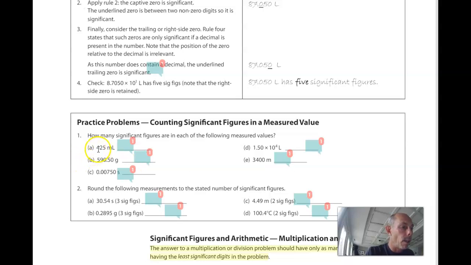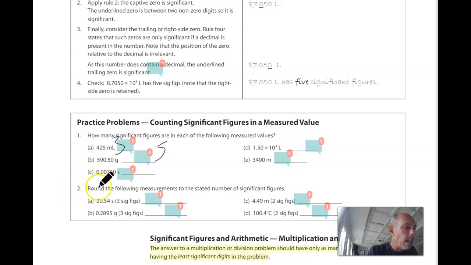All right, in 1A, we notice that all 3 digits are non-zero. Non-zero digits are always significant, so this has 3 significant figures. In 1B, that's non-zero, that's significant. That's non-zero, that's significant. That's a captive zero, so that's significant. That's non-zero, so that's significant. And then this is a trailing zero. But because there's a decimal, that trailing zero is also significant. So I've got a total of 5 significant figures in that number.